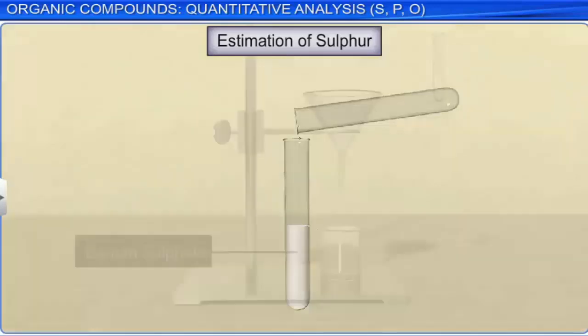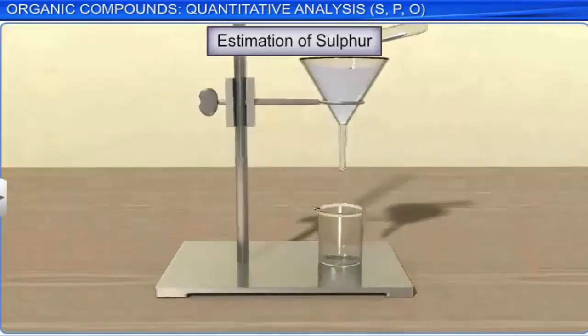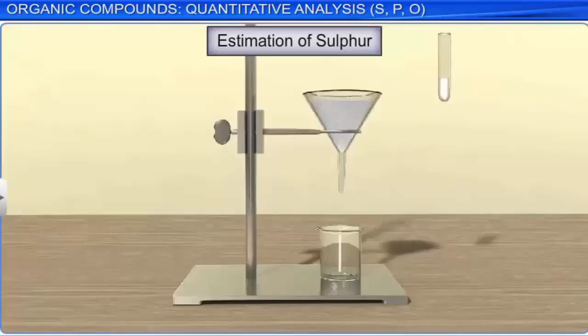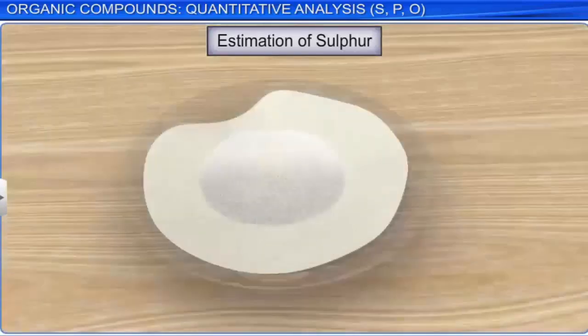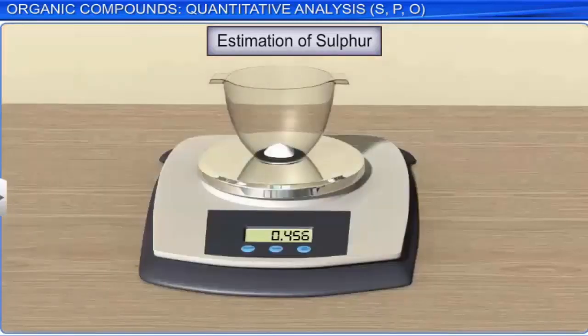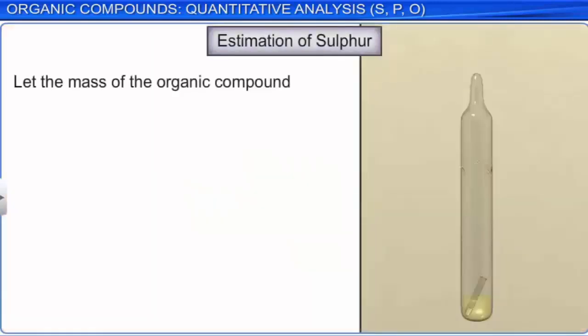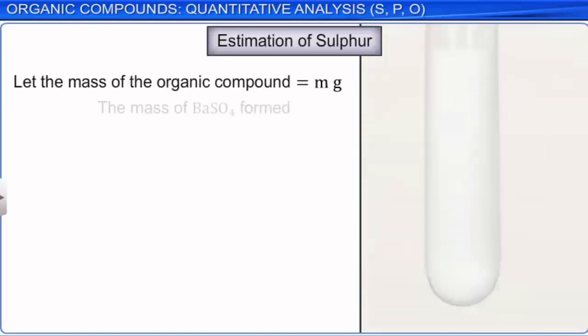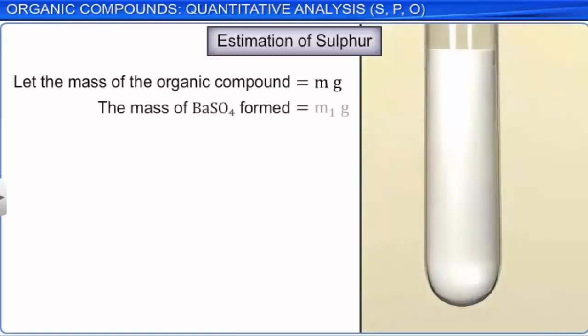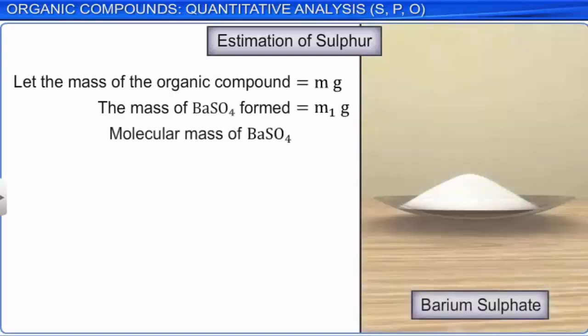This precipitate is filtered, washed, dried, and then weighed for analysis. The percentage of sulfur can be calculated from the mass of barium sulfate. Let the mass of the organic compound taken be m grams. The mass of barium sulfate formed is m1 grams. We know that the molecular mass of barium sulfate is 233 grams. And the amount of sulfur in 1 mole of barium sulfate is 32 grams.